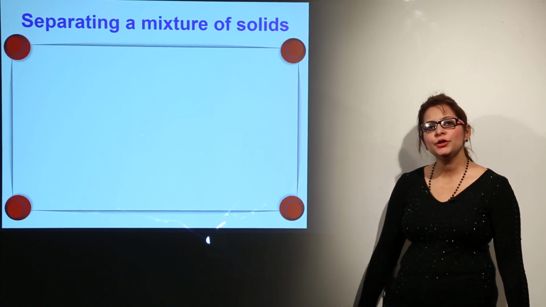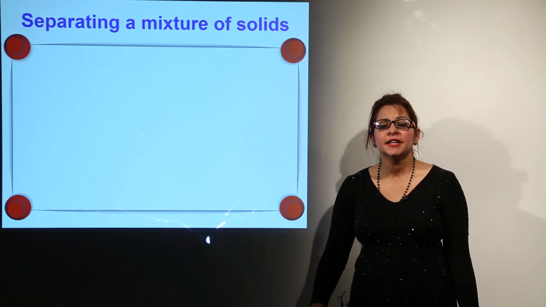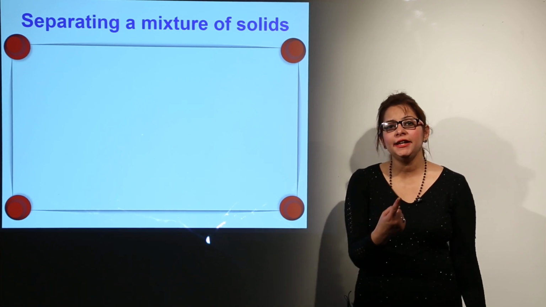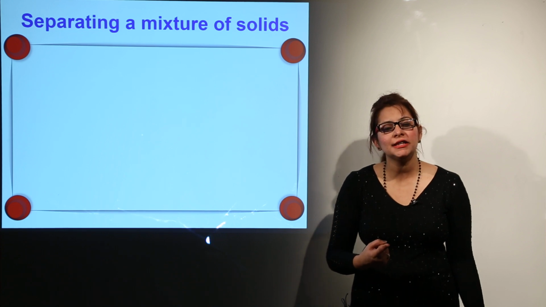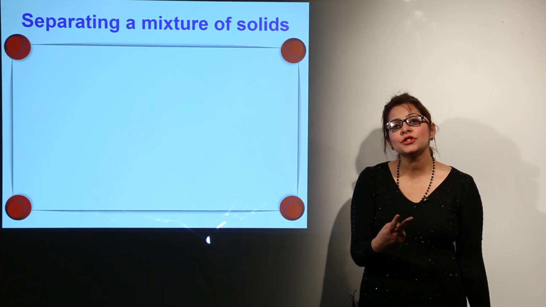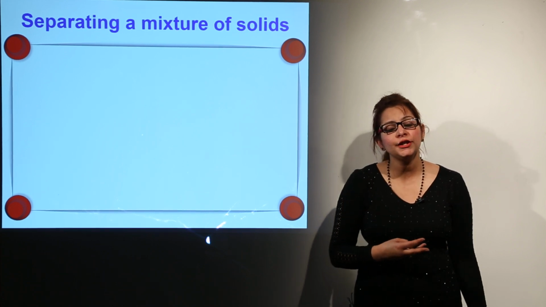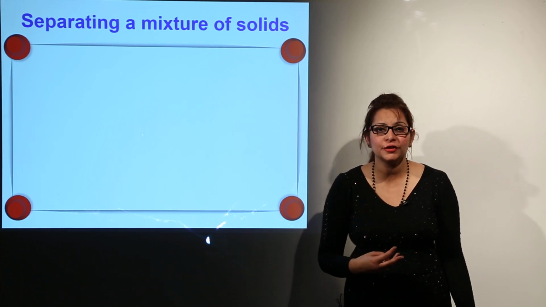So now I have told you that we come across mixtures of solids and we can use different techniques. The first technique was the use of a particular solvent. The second technique which we used was the property of sublimation, and the third technique which we are going to use can be a special property of the solids.